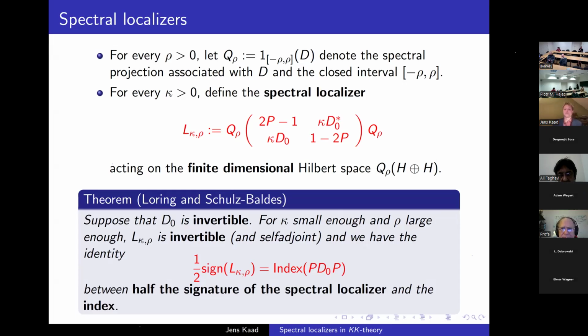Okay, so this is what could be called the spectral localizer approach to computing the even index pairing between K-theory and K-homology. It's possible to interpret it in this fashion. This talk is really about spectral localizers in KK theory. So this could have been called spectral localizers in K-homology. I want to talk about spectral localizers in KK theory.